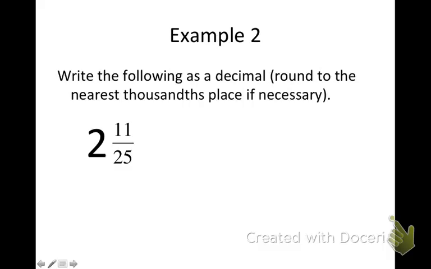In this example, we have a mixed number, 2 and 11/25. We want to round, again, to the nearest thousandths if necessary, but in this case probably not, so write the following as a decimal. We start off with that leading number, that 2. We know that when you have a mixed number, it's 2 and a little bit more, so 2 point something. And we'll find that by taking 11 and dividing by 25. Again, it will not go in, so we add a decimal point. And take 25 into 110, and it goes in there 4 times, which is 100.